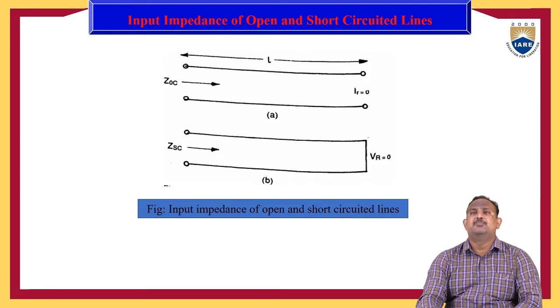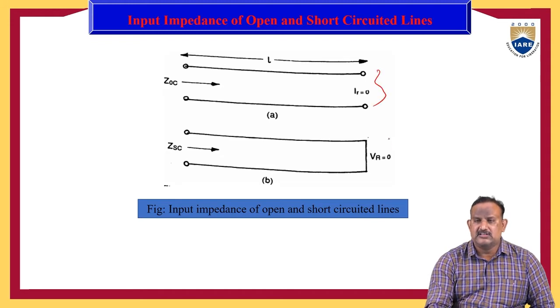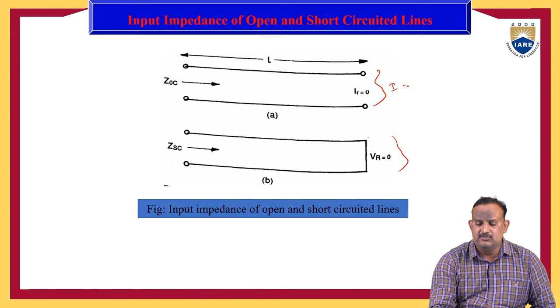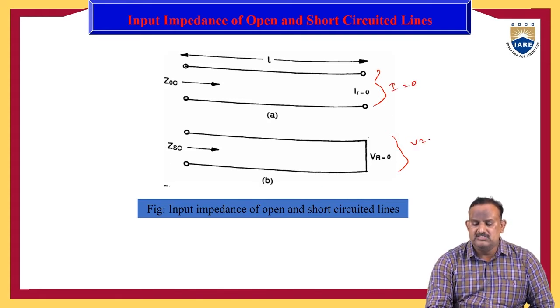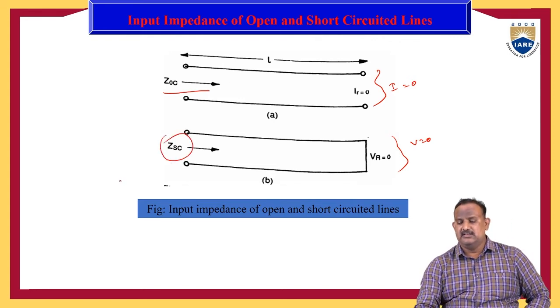Now we will find the input impedance of open and short circuited lines. This is an open line and this is a short circuited line. For the open line, the current I is equal to 0. For the short circuit line, the voltage is equal to 0. So the input impedance of an open circuit line is ZOC, and the input impedance of a short circuit line is ZSC.